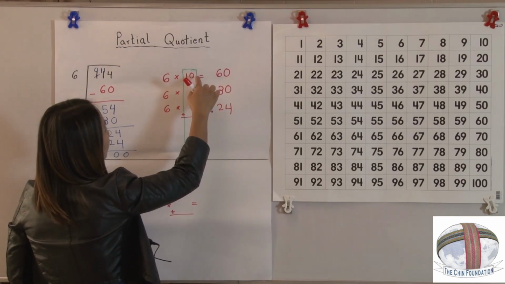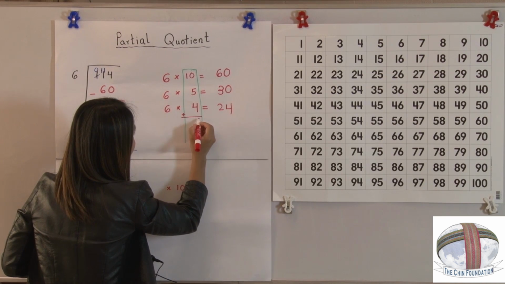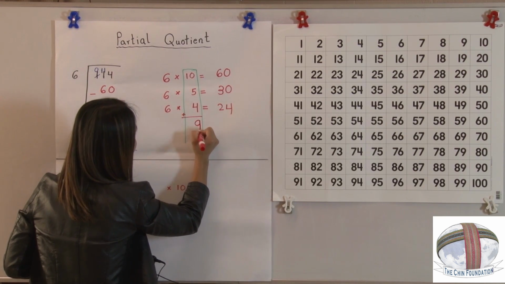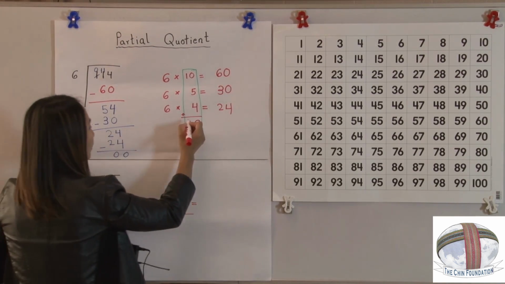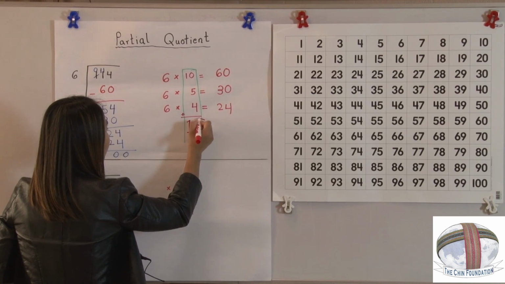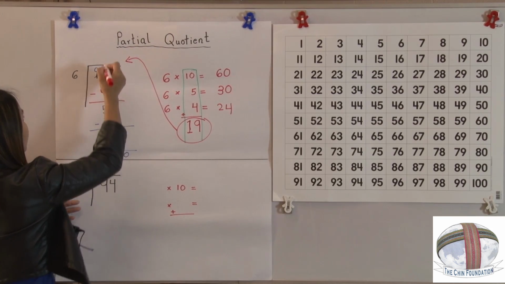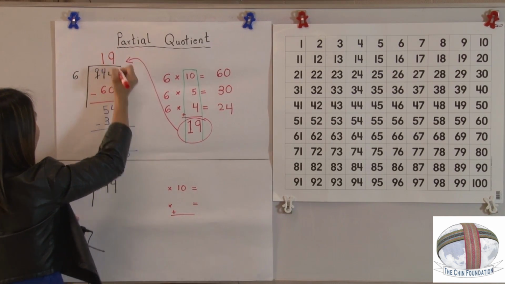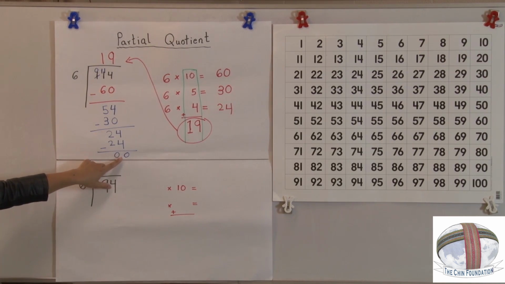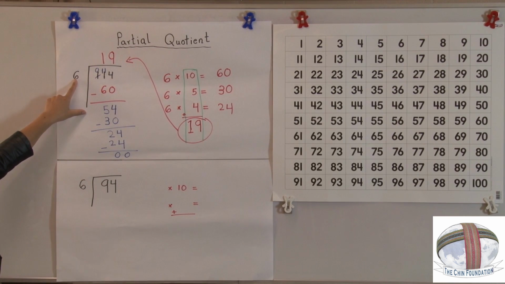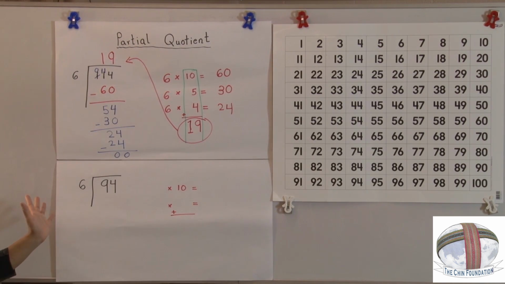So let's add up. 0 plus 5 is 5, 5 plus 4 is 9. 1 plus nothing is 1. So the quotient is 19. This will go up to here, okay? The quotient is 19. Let's check, are we done or not? Because this is 0, this is 6. So the boss is 6. This is 0, so the boss is bigger. So we are good, we are done.